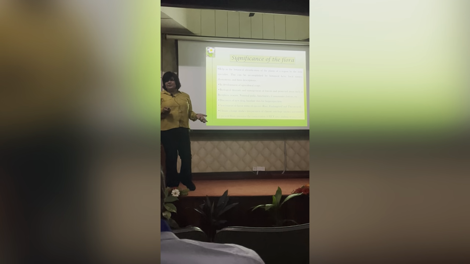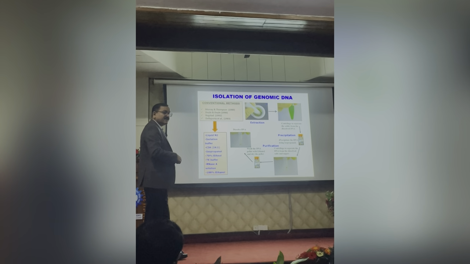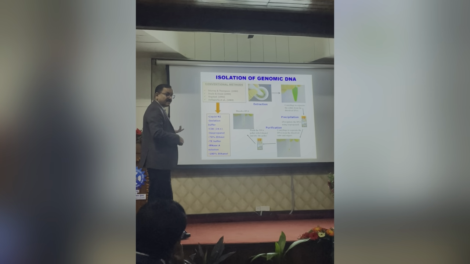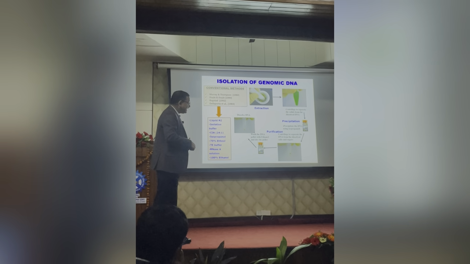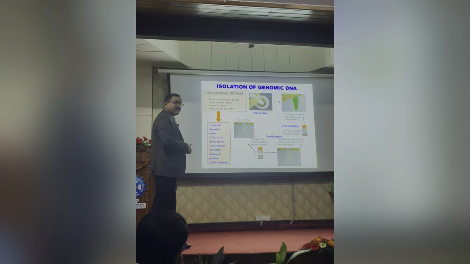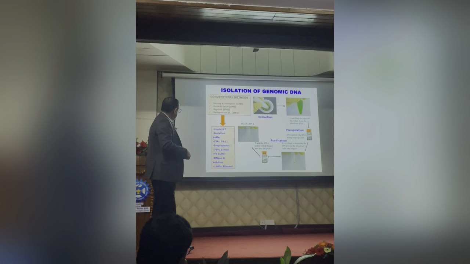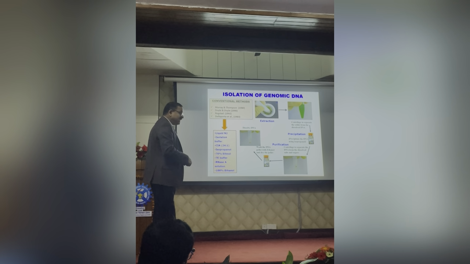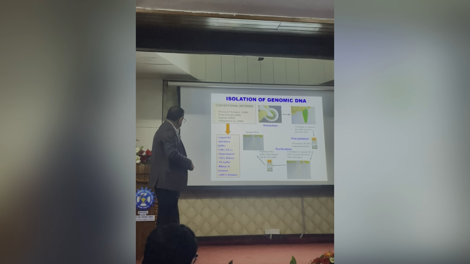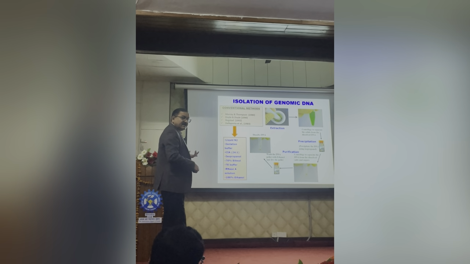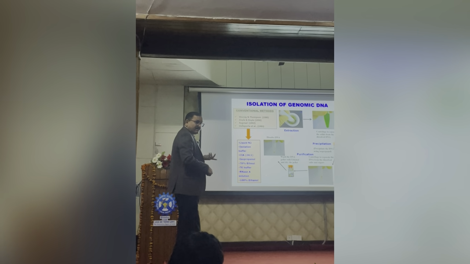Nitrogen isolation buffer, it may be SDS or CTAB. Then the CIA, chloroform isoamyl alcohol, isopropanol, 70% ethanol, TE buffer to dissolve the pellet, and RNase to get rid of the RNA from the gene.